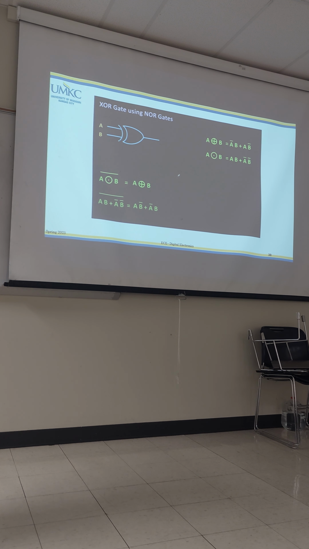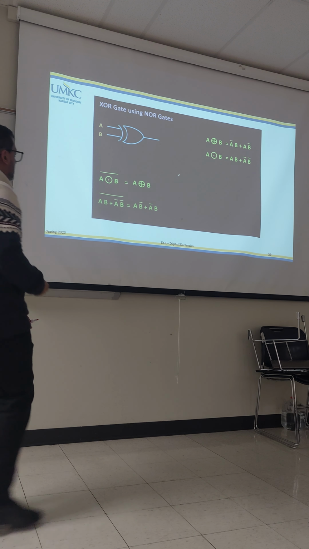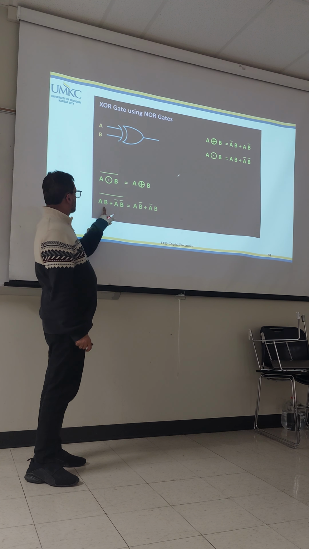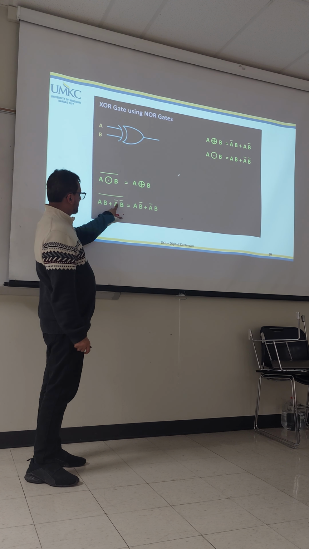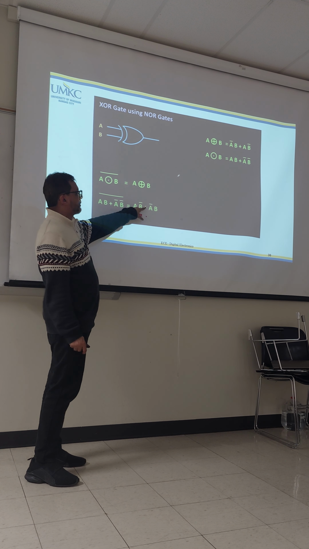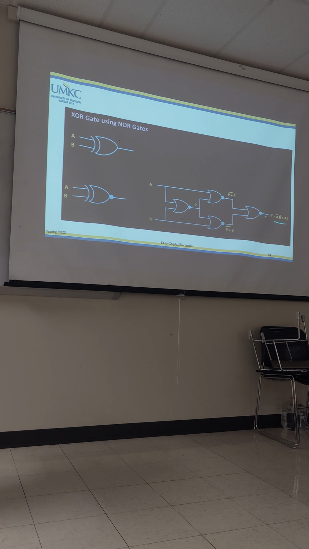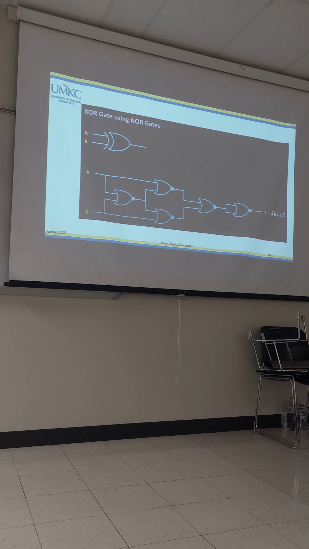Okay, so what is the XOR? XOR is just the complement of XNOR, right? So it will become from here to here. We have AB plus A bar B bar; we have A bar B plus A B bar. So if you want the complement, what do you need to do? You just have to add one more NOR gate at the end, and it will give you the complement of the output.